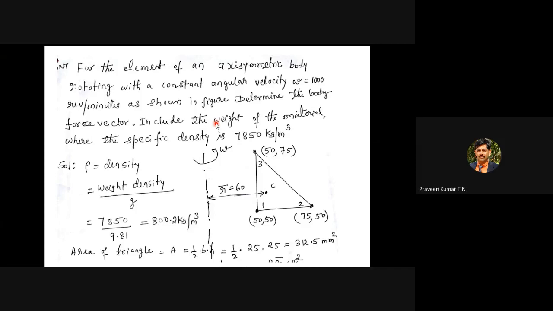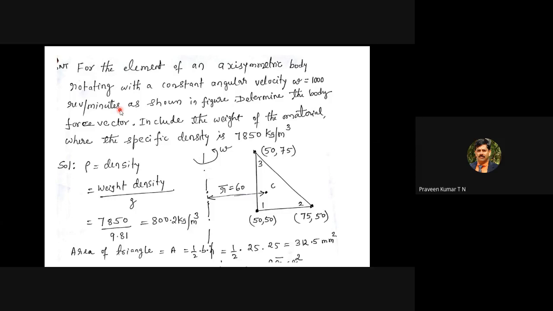Now they are given two forces. One is the centrifugal, because they are given some parameter that indicates that the body is rotating. We can see the problem statement: for the element of an axisymmetric body rotating with a constant angular velocity omega, omega is equal to 1000 revolutions per minute. Because of the rotating body, there is a centrifugal force. Centrifugal force comes under the body force, hence you have to consider the body force component.